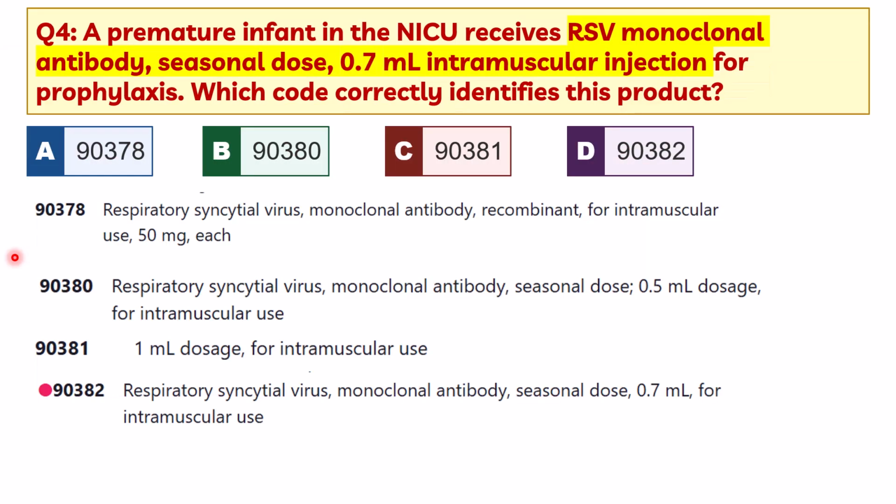Once you go to the codes, you can see 90378 says respiratory syncytial virus monoclonal antibody recombinant for intramuscular use, 50 mg. That is not possible. 90380 says 0.5 ml, 90381 says 1 milliliter dose, and 90382 says respiratory syncytial virus monoclonal antibody seasonal dose 0.7 milliliter for intramuscular use. This red dot demarks this code is newly included. So this CPT 2026 book included this code newly. If you use the previous version, you will not find this code. So the correct answer will be answer D.